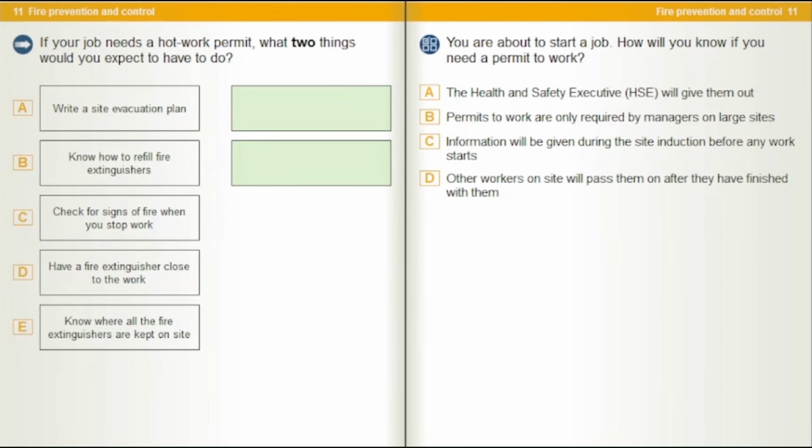You are about to start a job. How will you know if you need a permit to work? The Health and Safety Executive, HSE, will give them out. Permits to work are only required by managers on large sites. Information will be given during the site induction before any work starts. Other workers on site will pass them on after they have finished with them.